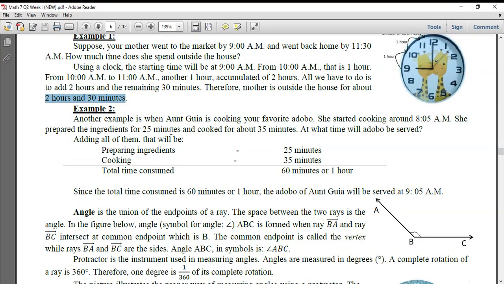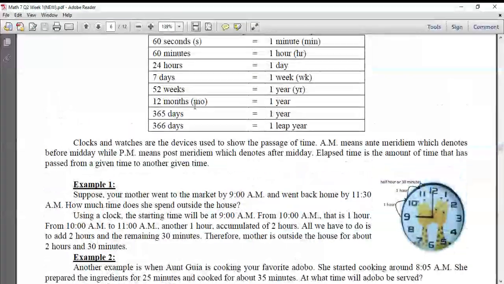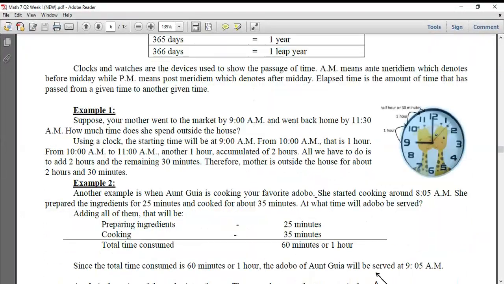Another example is when Aunt Gia is cooking your favorite adobo. She started cooking around 8:05 a.m. She prepared the ingredients for 25 minutes and cooked for 35 minutes. At what time will adobo be served? Okay, so ang pag-prepare ay 25 minutes at yung pagluto naman ay 35 minutes. Pag tinotal natin yan, so it's 60 minutes or 1 hour kasi 25 plus 35, that's 60 minutes. 60 minutes dito sa table natin, ang katumbas niya ay 1 hour.